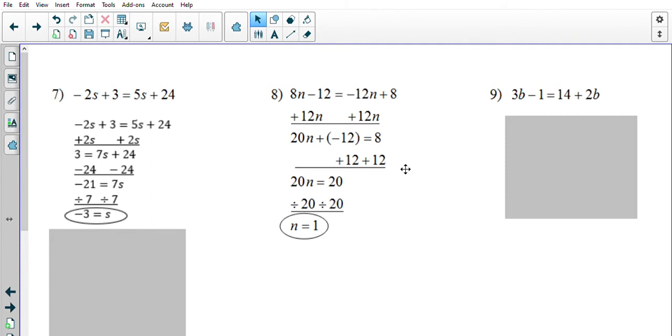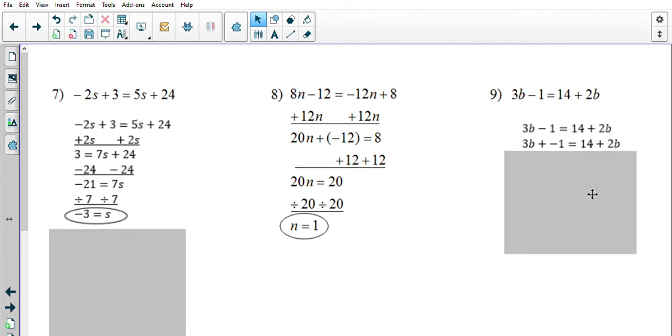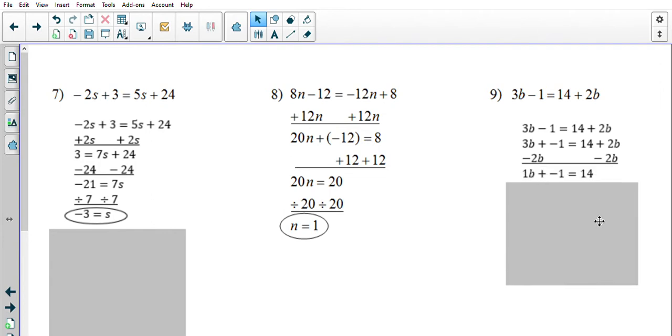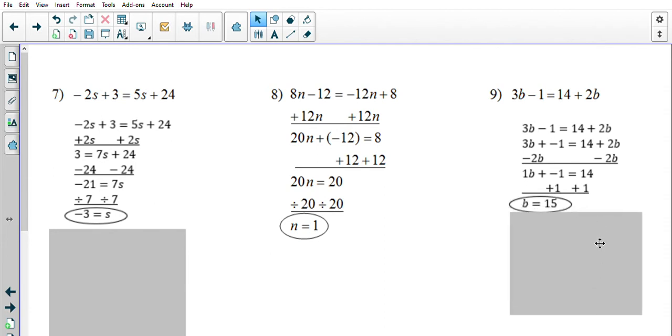All right, number 9. Let's add the opposite first. It's going to become 3b plus negative 1 equals 14 plus 2b. We've got a 3b and a 2b. 2b is smaller. It's positive. Let's subtract it from both sides. On the left-hand side, that's going to leave us with a 1b plus -1 and a 14 on the right-hand side. Let's add 1 to both sides. That gets me 1b, or just b, equals 15. If you get 1b equals 15, you can certainly divide by 1, but that's an extra step you don't necessarily need to do.